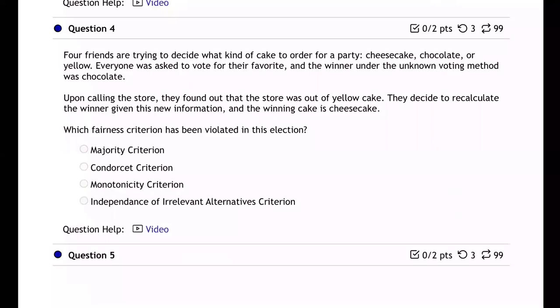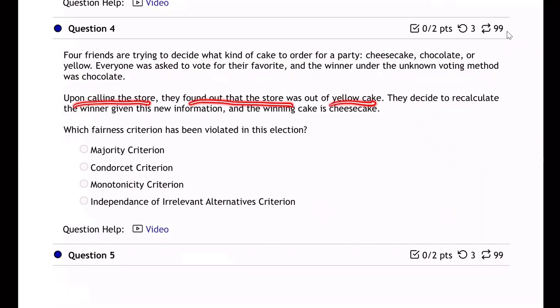Okay, so on this one, it says, 4 friends are trying to decide what kind of cake to order for a party. Cheesecake, chocolate cake, or yellow cake. Everyone was asked to vote for their favorite, and the winner for the unknown voting method was chocolate. So they voted on what kind of cake they want to do, and it came out chocolate. Upon calling the store, they found out that the store was out of yellow cake.